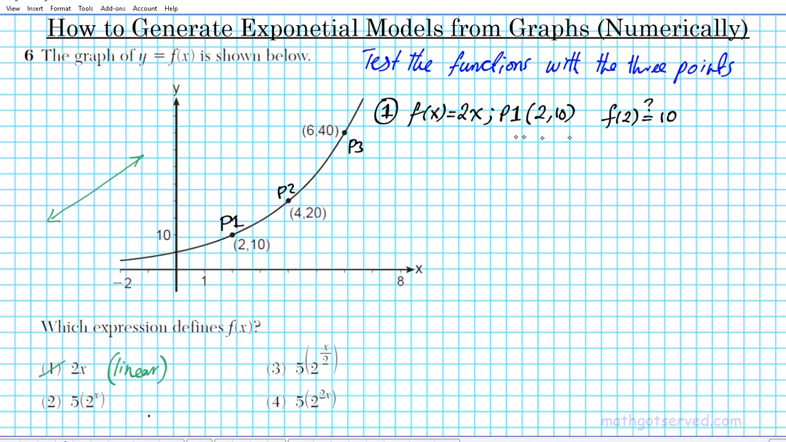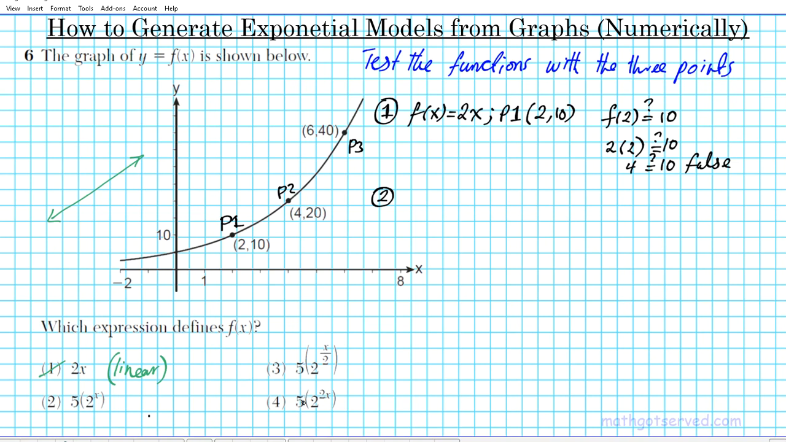Well, let's see. f of 2 means you plug in 2 into this function. So f of 2 is 2 times 2. Is 2 times 2 equal to 10? 2 times 2 is 4. Is 4 equal to 10? This is false. It's a no-no. We're not surprised that it doesn't match. So number 1 is not the answer. Alright, let's move to option 2.